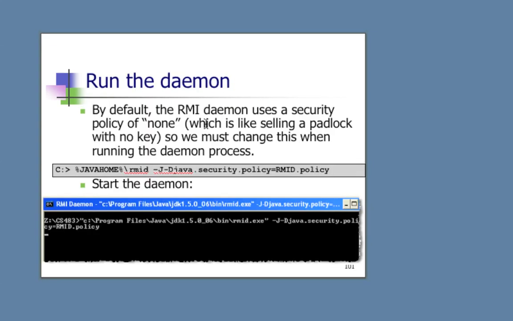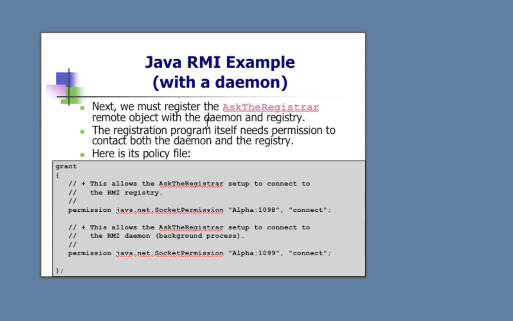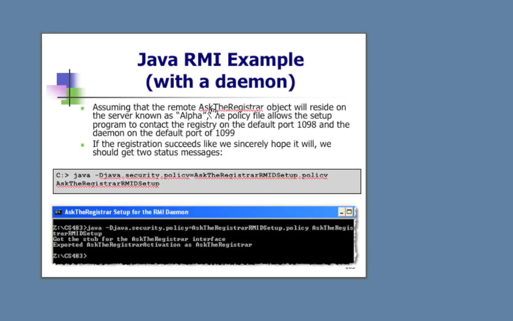I took the few minutes here just to see if it would work, and I have run the daemon. So the RMI Registry is running, which is the first step. The daemon is running, which is the second step. Now I must register the ask the register remote object with the daemon and registry, which are already running. The registry program itself needs permission to contact both the daemon and the registry. Here's the policy file. I believe the policy file probably exists. I will wait till next time to go over it.